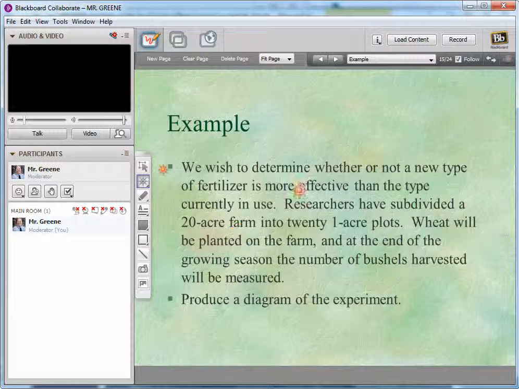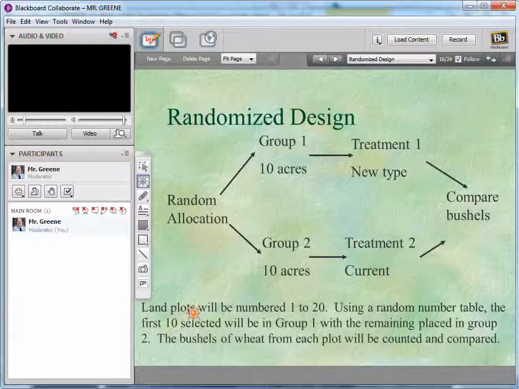Well, we've got 20 acres here. What we're going to do is randomly allocate the one-acre plots from 1 to 20 using a random number table. So we'll go through there and say, here's the first plot. Look in the random number table, pick a number, give it to that one. Here's the next plot. Pick a number on the random number table, give it to that one. They go through and number all 20 of the plots with different numbers. They'll take the 10 lowest numbers, and that will be group 1, and they'll take the 10 highest numbers, and that'll be group 2.